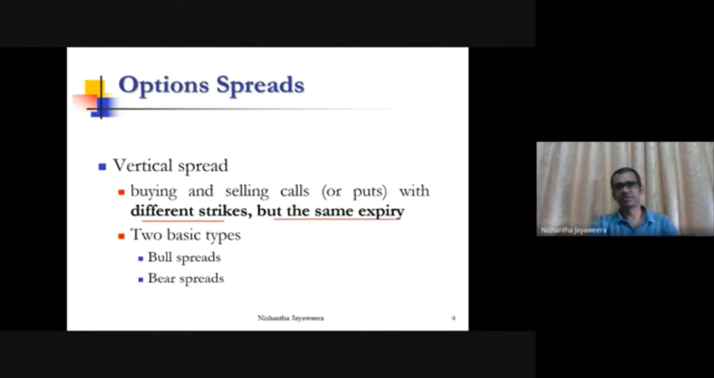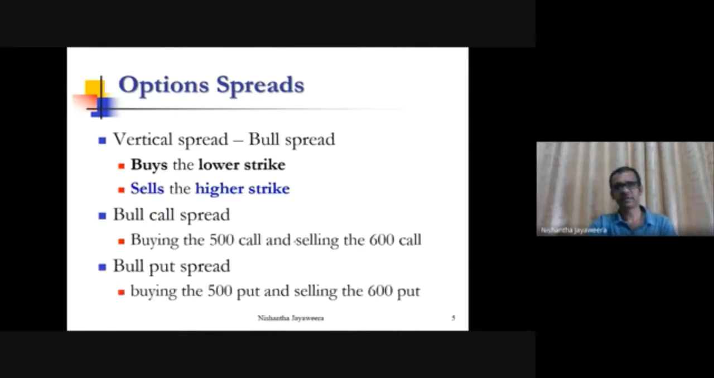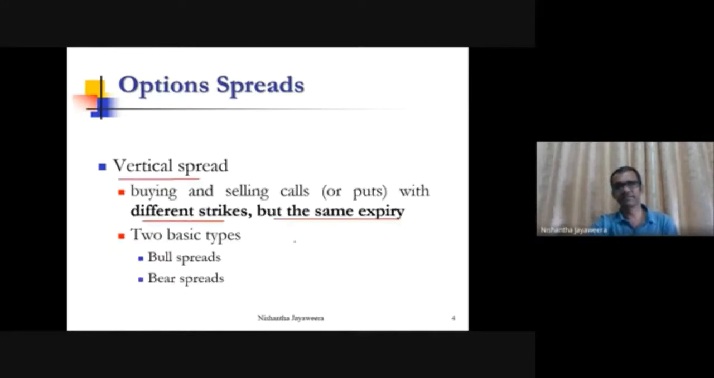We buy a call option, we sell a call option on the same underlying but with different strikes with the same expiry. That is a vertical spread. Then in the horizontal spread, it will be with different expiries. So we'll discuss that later. For the time being, remember what it means by vertical spread? Different strikes but the same expiry.